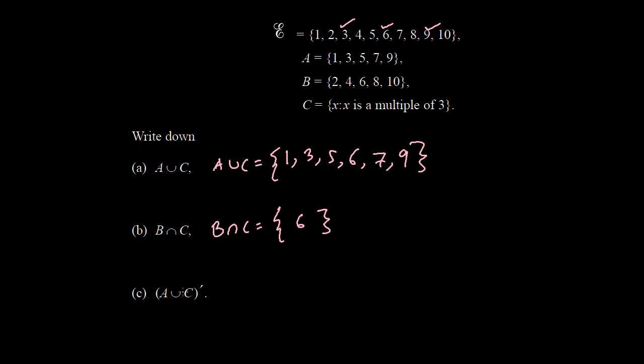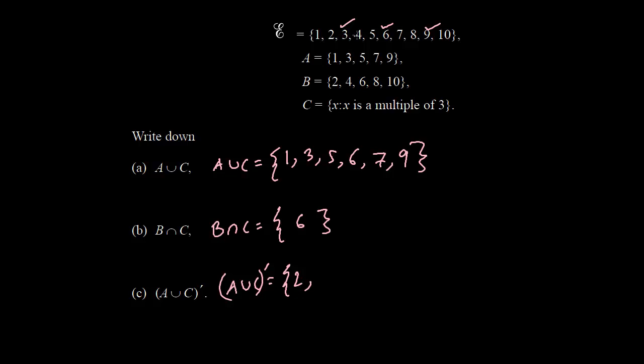Now, A union C prime. A union C prime means from the universal set you have to remove A union C. So this is the universal set, and from that we have to remove A union C. What do we have to remove? We have to remove 1. We don't have to remove 2, so let me write 2 here.